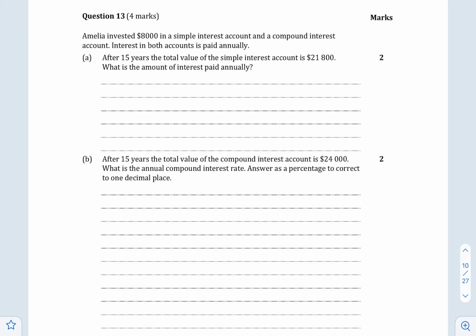Question 13 is about Amelia. She invested $8,000 in a simple interest account and a compound interest account. Interest in both accounts is paid annually. After 15 years, the total value of the simple interest account is $21,800. What is the amount of interest paid annually? So, I'm just going to rewrite that a bit shorter. In 15 years, the account now has $21,800.